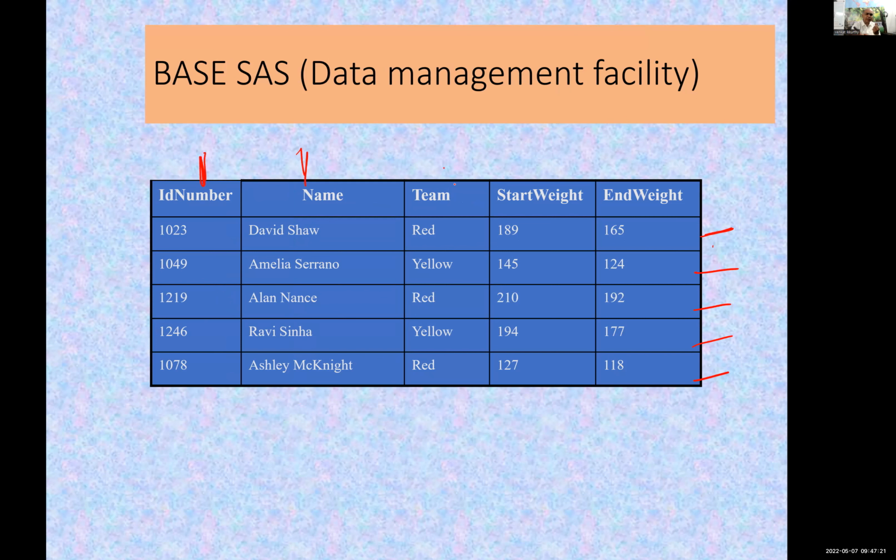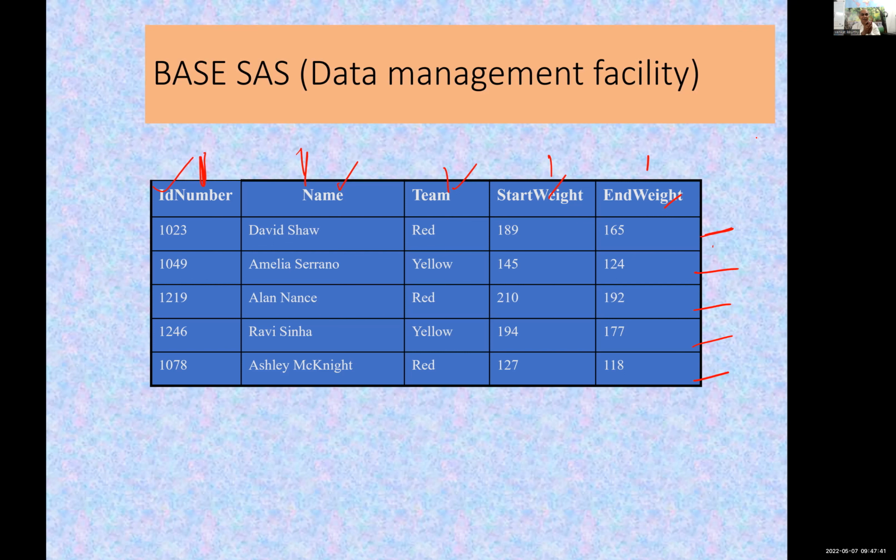First column, second, third, fourth, fifth column. A column contains values. This is ID number, this is name, team, start weight, end weight. This is a simple table. This table contains 5 rows and 5 columns, 5 observations and 5 variables.